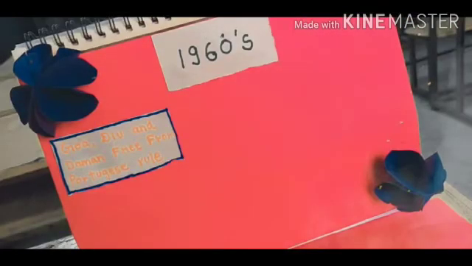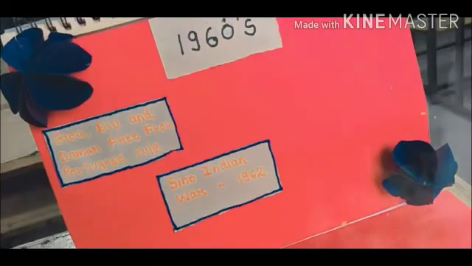Here I have written down that Goa, Diu and Daman were finally free from the Portuguese rule. Similarly, write down all the events that happened in the 1960s. After that, stick the events on the calendar and make sure that you decorate it well, just like I used 2 flowers at the 2 corners of the calendar to make it look good. After that, stick down all the other events in a row.